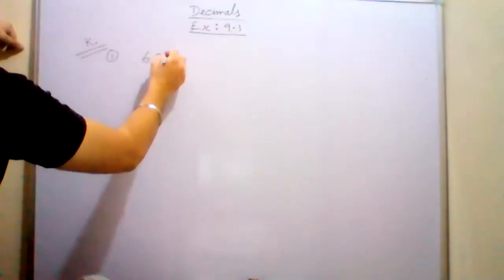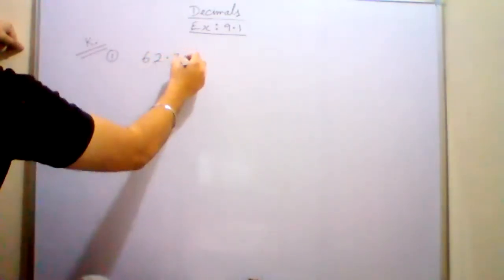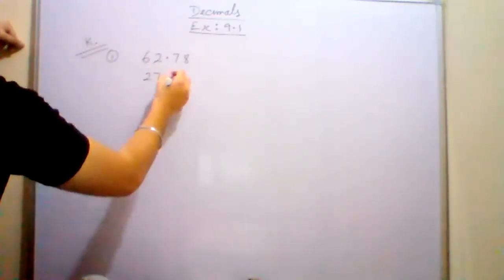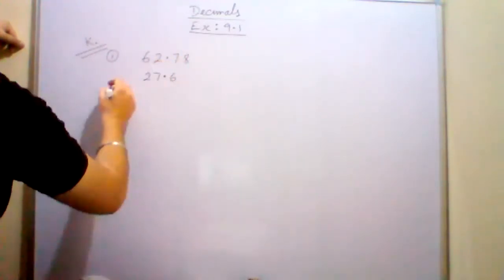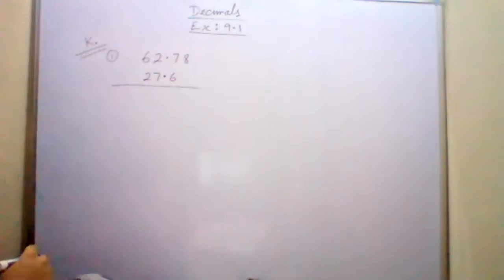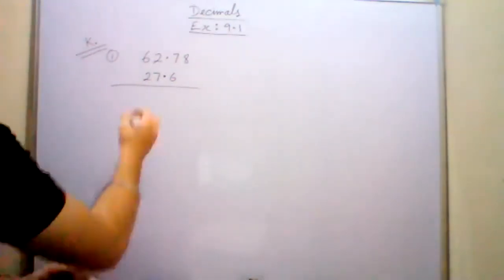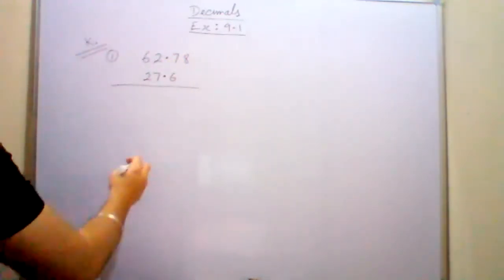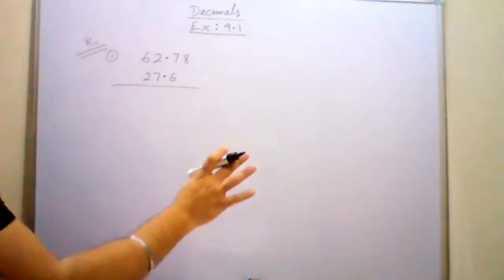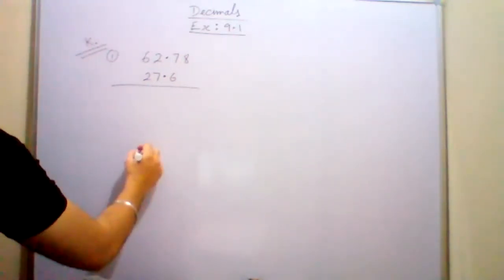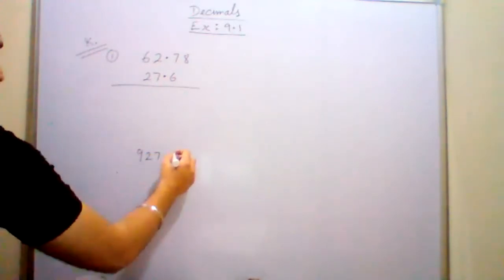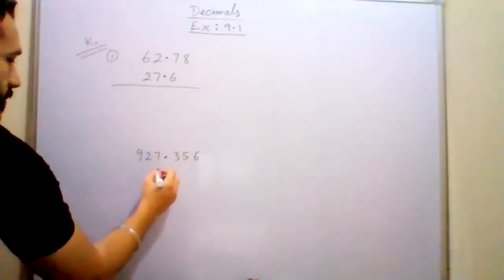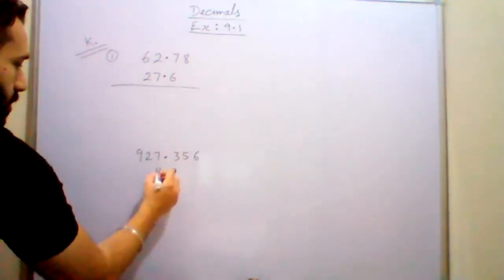Question K, first part: 62.78 and 27.6. Now, the important thing here is when you are adding two decimal numbers, or even subtracting two decimal numbers, the decimal should come under the decimal. For example, another example, which you don't have to note down: 927.356. I want to add this and 4.9. Suppose these two numbers I want to add.